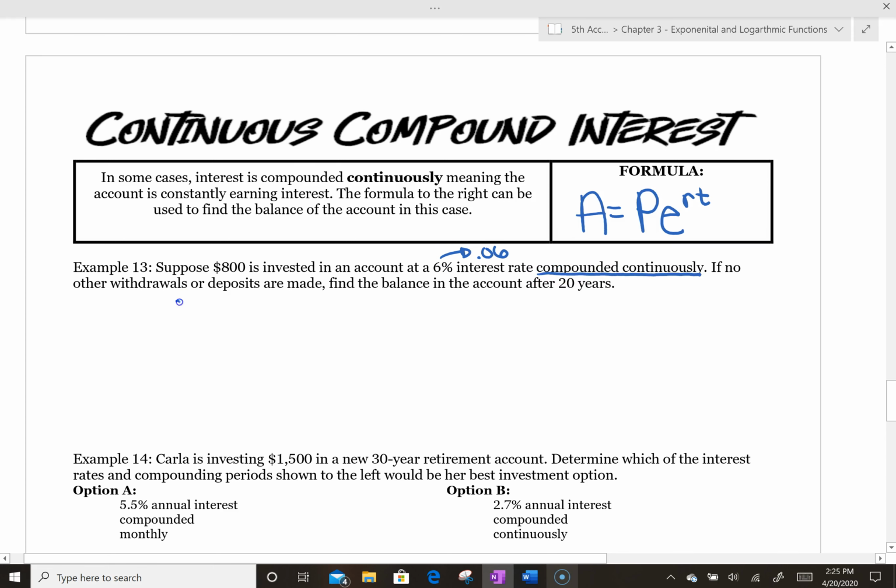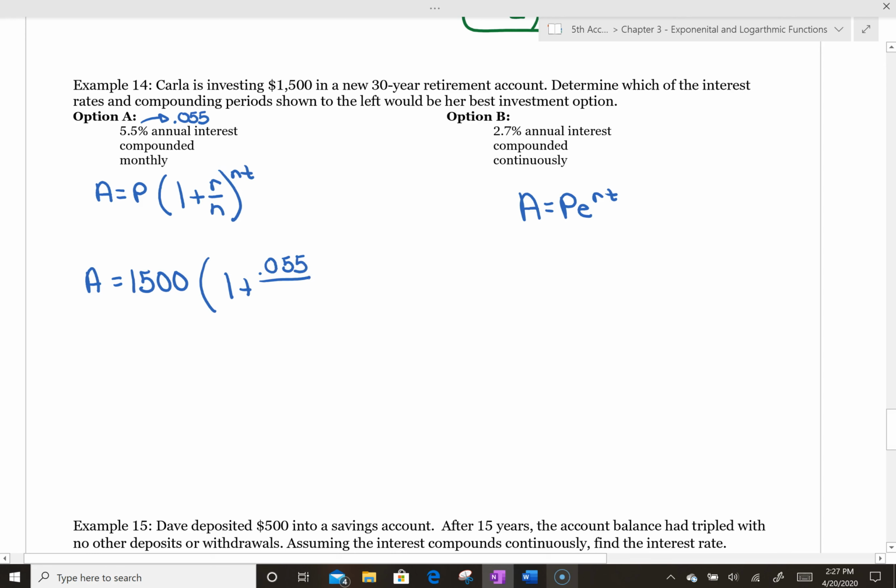We know that the initial amount is going to be that $1,500. The rate is 0.055. It's compounded monthly, so that means every single month. So there's 12 months in a year. And it's happening for 30 years. So all you have to do is type that into your calculator, and we get $7,781.08 for option A.